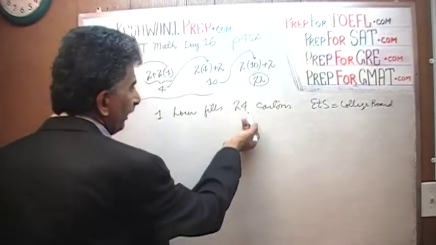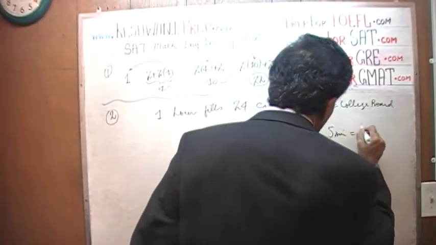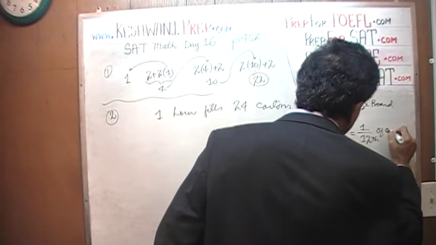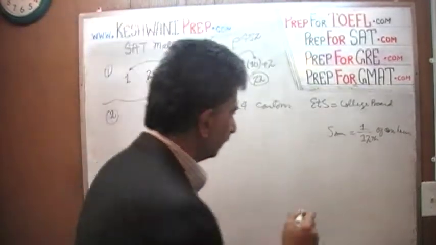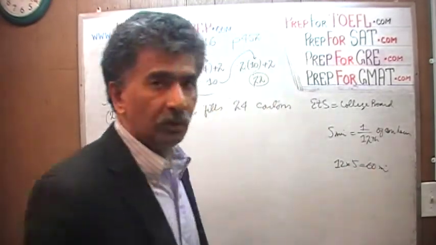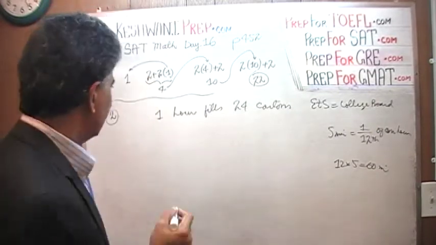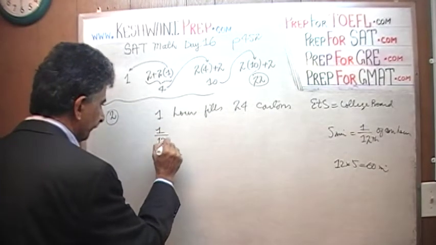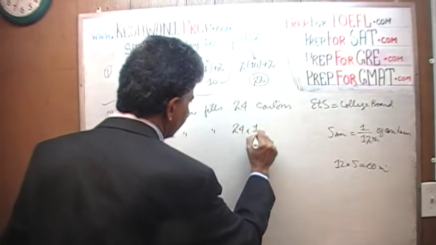In 1 hour it can fill 24 cartons. What we have to realize is that 5 minutes is 1/12 of an hour. That part you do have to realize, because 12 times 5 is 60. You see, 12 times 5 is 60 minutes. Therefore, 5 minutes represents 1/12 of an hour. That part you do have to realize. Therefore, if in 1 hour it fills 24 cartons, then in 1/12 of an hour, it must fill 24 times 1/12.